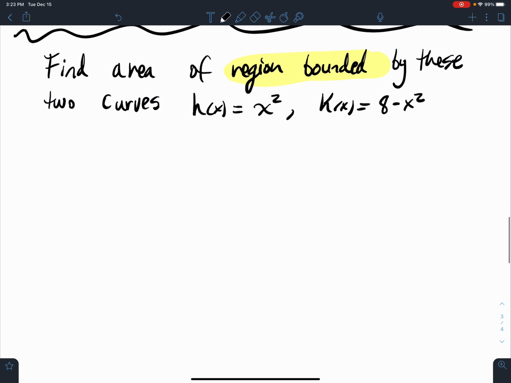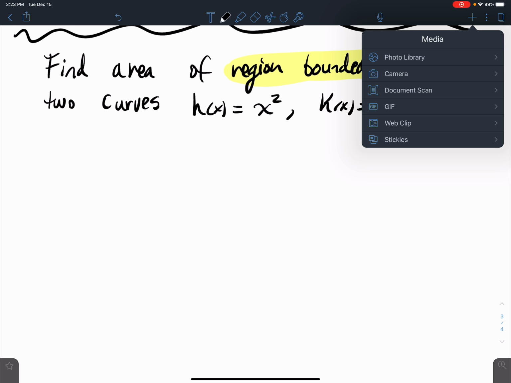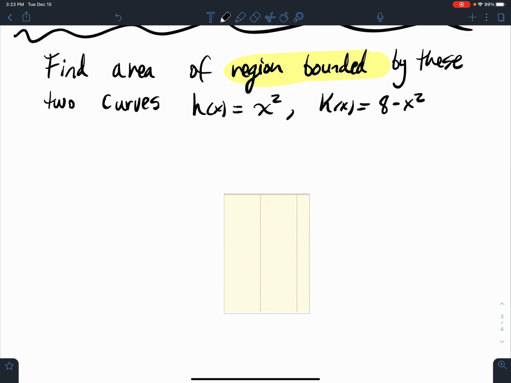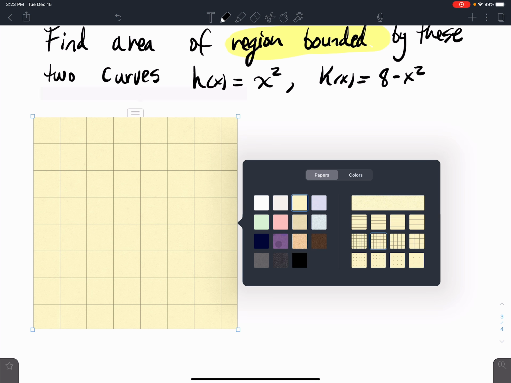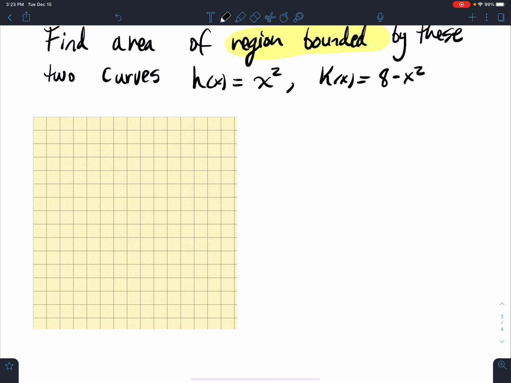Okay, so how do we know? Well, let's just graph it, right? Step 1, we draw the picture. So let's draw the picture first. So drawing the picture, h of x is x squared. That's easy. 0, 0 is a vertex. Up 1 over 1, up 3 over 1. And then 1, 2, 3, 4, 5, 6, 7, 8, 9.